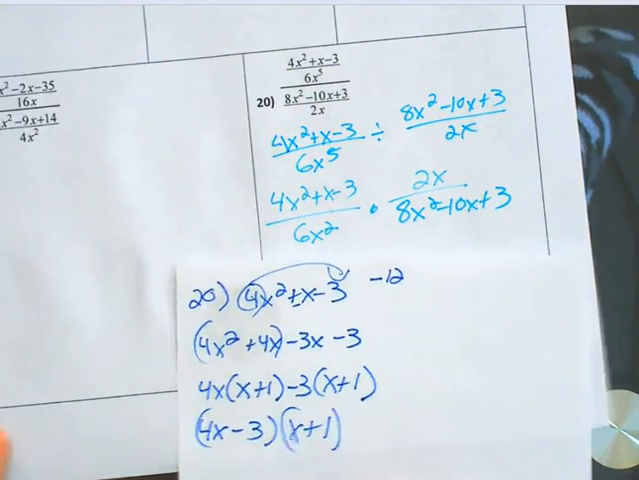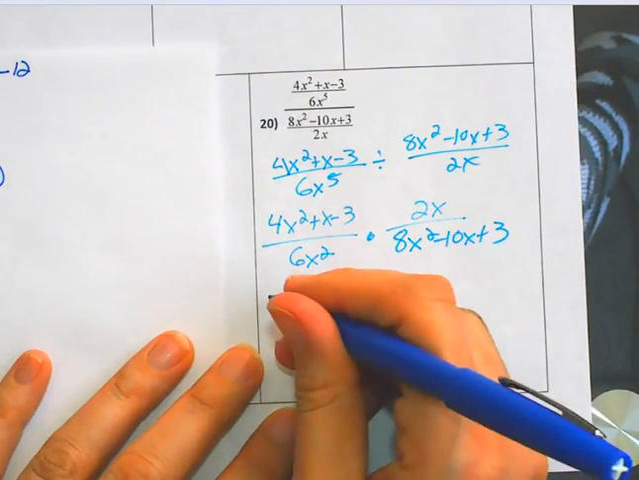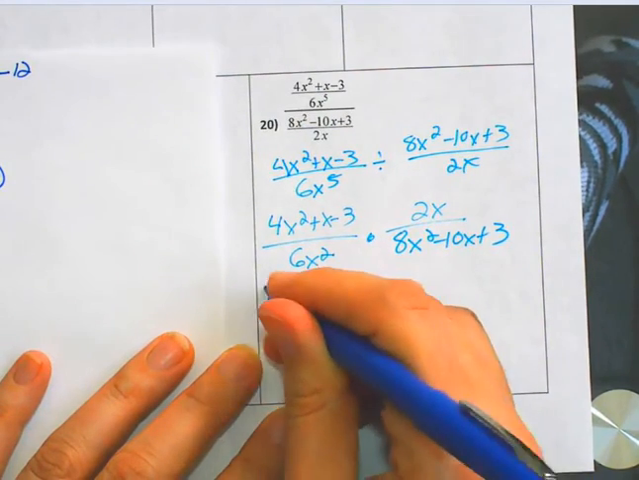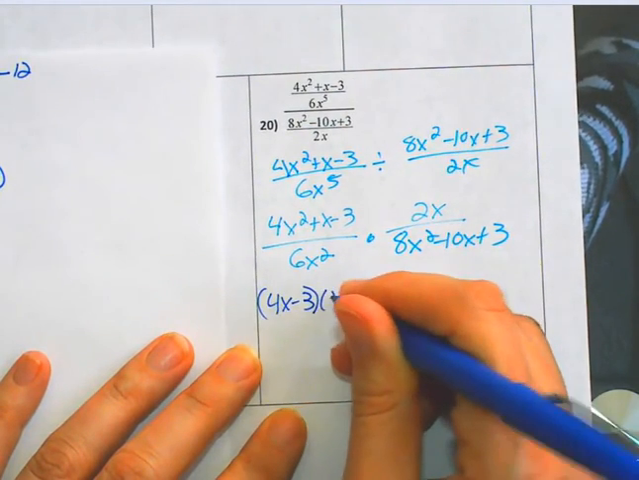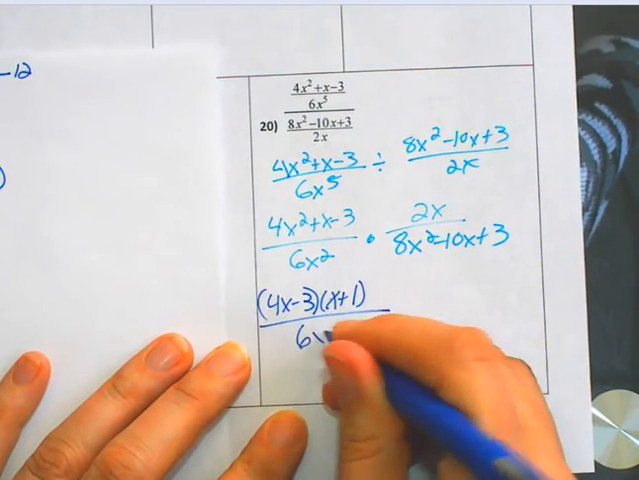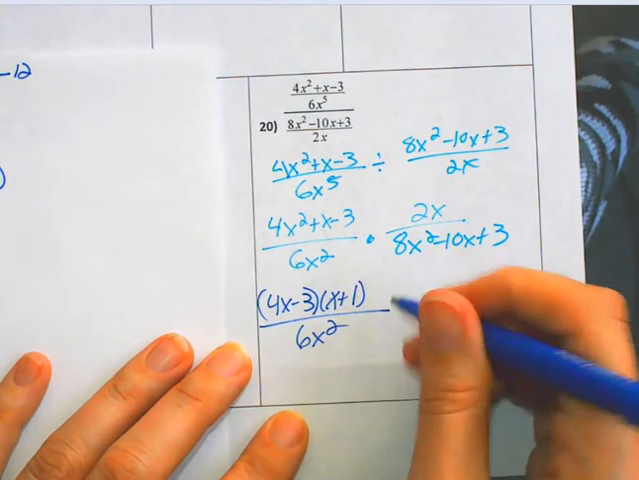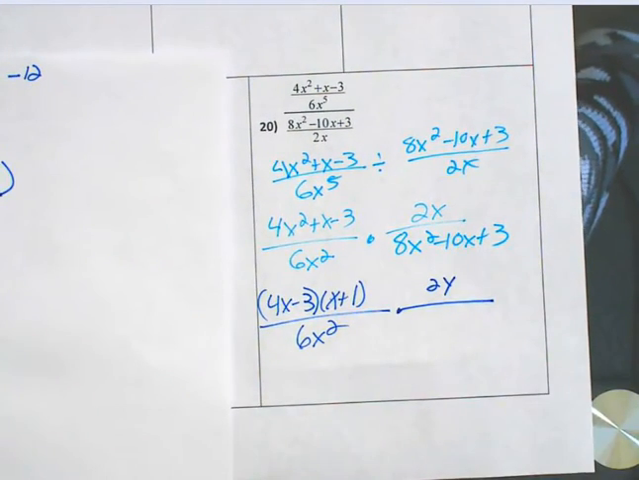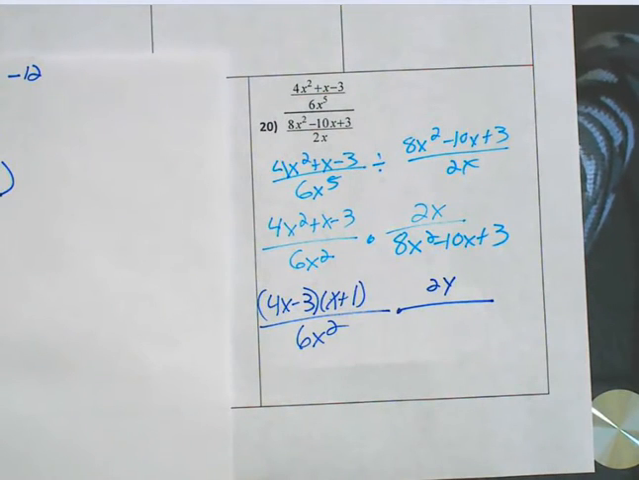Okay, so that's my numerator. I'm going to go ahead and write that here, of my first fraction, 4x minus 3 times x plus 1, and that's over 6x squared. And then we're multiplying times 2x. I can't do anything with that. Remember, this is multiplication, so I don't care about a common denominator. That's only when adding and subtracting.